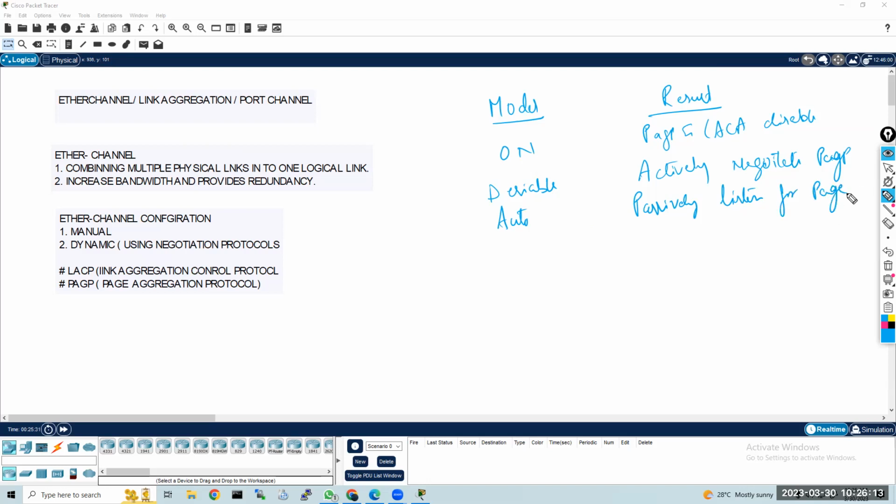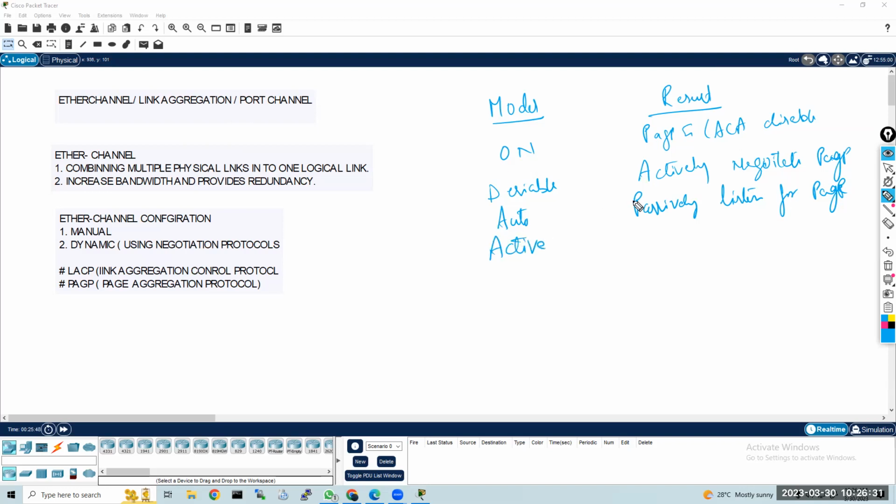PAgP indicates a Cisco device. Right now we are dealing with only Cisco devices, because in Packet Tracer we cannot use other devices like HP or Dell.